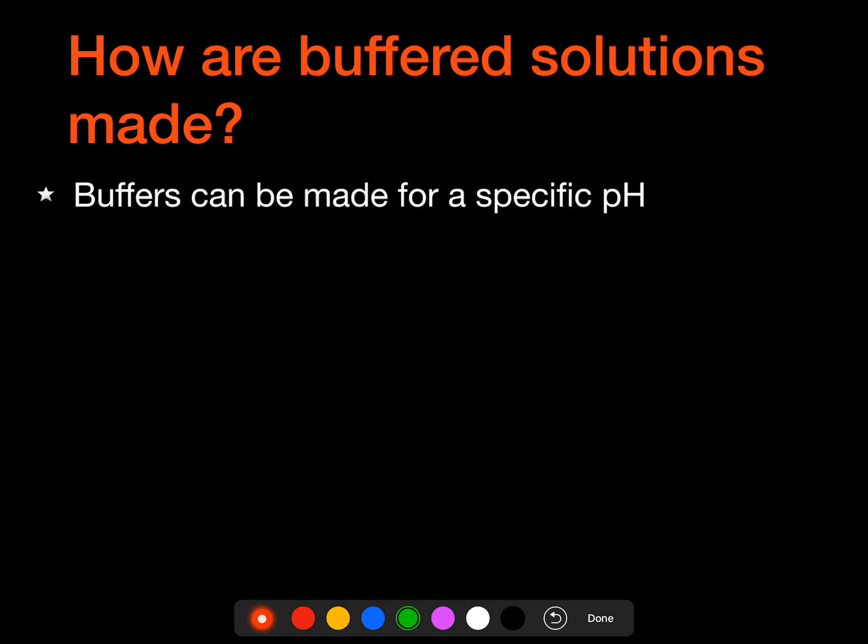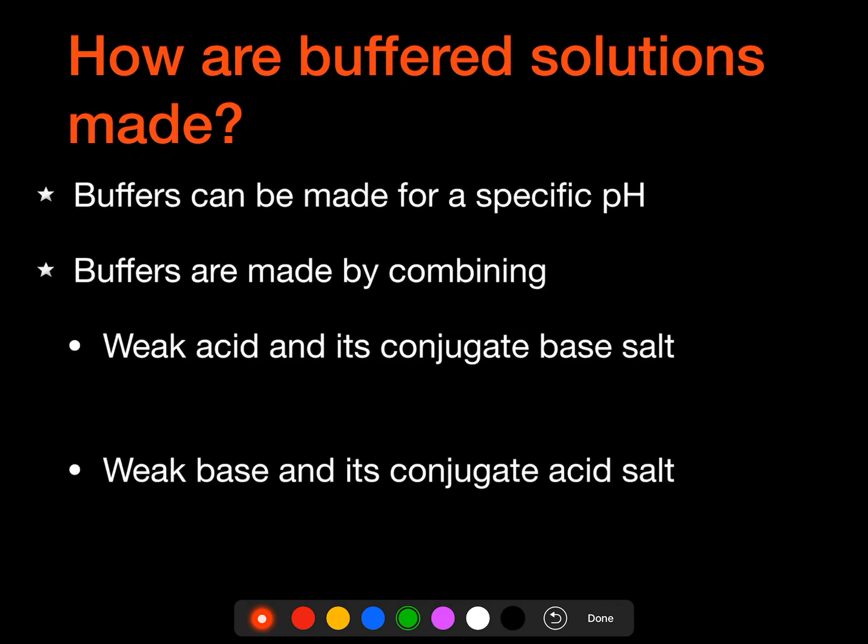So how are these buffered solutions made? Well, buffers can be made for a specific pH, and so we'll use combinations of either a weak acid and its conjugate base, salt, or a weak base and its conjugate acid, salt, to be able to kind of rein in on a specific pH that we want to make a buffer for. So when we combine these, let's get an example of each.